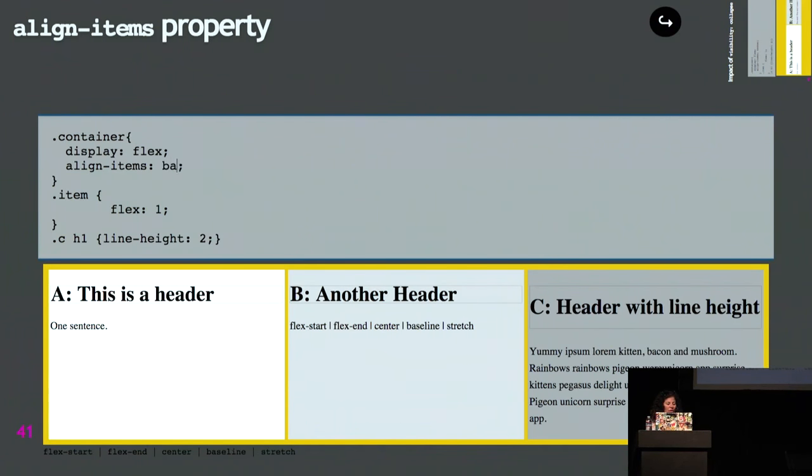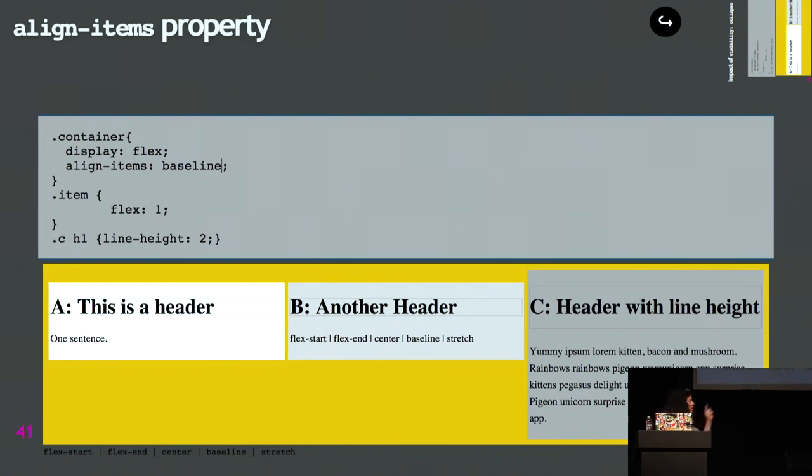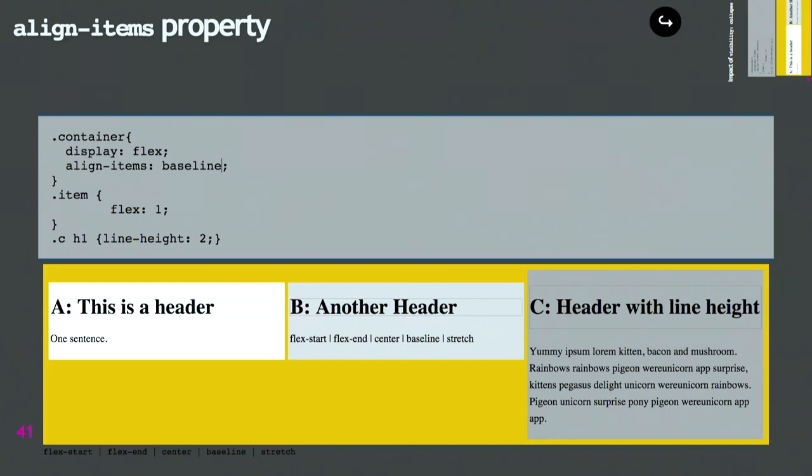And then there's a weird value called baseline. And that is why I changed number C to have a header that was much bigger. Baseline, if you notice, all of the headers, the base of that text is at the same spot. That's baseline. Never used it, but if you have a navigation, a sidebar with a header that is the same as your content header, you might want to actually use that so it looks like they're lined up nicely. Okay. That's align items, so that's from top to bottom.